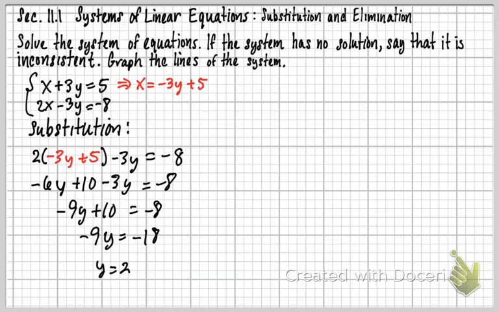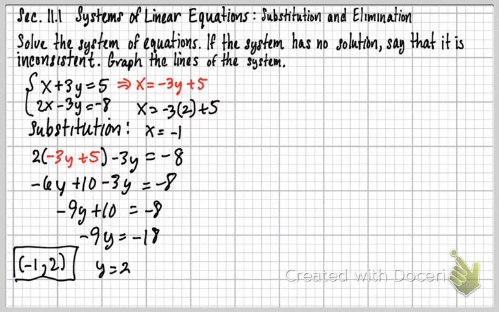I'm just going to plug it into the one I have up top here. So this is going to be x equals negative 3 times my y, which is 2, plus 5. I'm going to get x equals negative 1 when I do the math there. So my ordered pair for this is going to be negative 1, 2. So there's our answer for this system of equations.